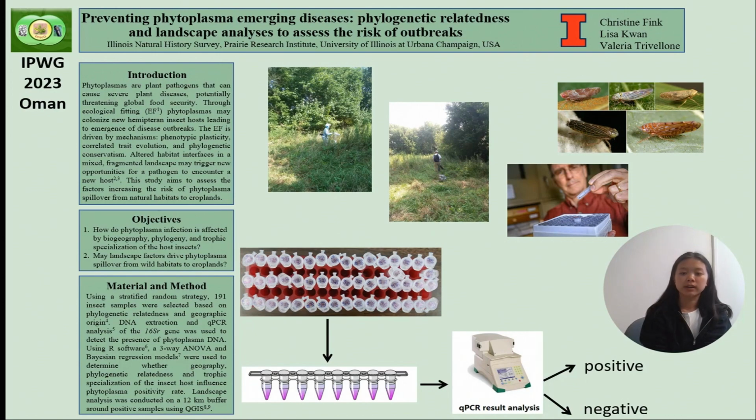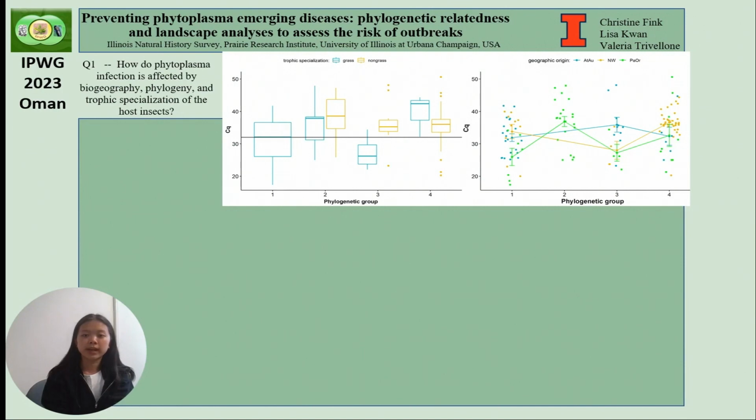Landscape analysis was carried out through QGIS, and we have two main objectives. The first one analyzes how phytoplasma infection is affected by biogeography, phylogeny, and trophic specialization of the host insects. Considering the average values of Cq, the grass specialists in phylogenetic group 3 average a Cq value lower than 32 and are therefore more likely to be phytoplasma positive. Based on the interaction model, phylogeny of the insect host interacts with biogeography to influence phytoplasma infection rate.